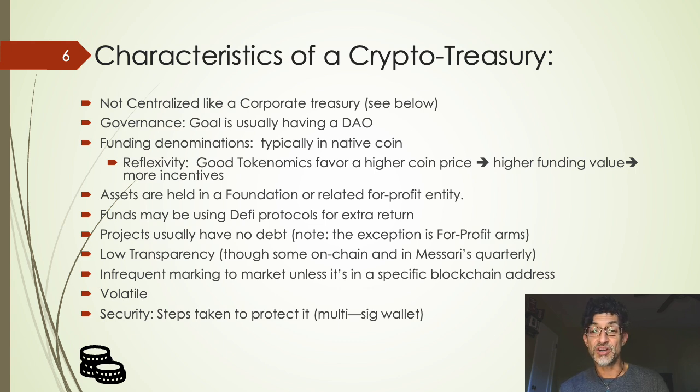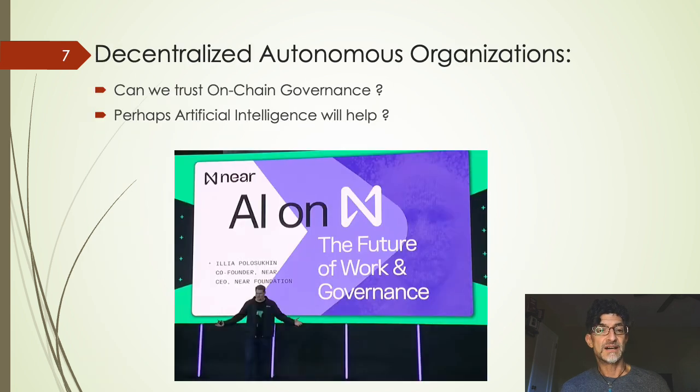If you're in a money market treasury or a treasury instrument, money market instruments are basically short-term corporate debt. And if your treasury instrument is like a T-bill, obviously it's not going to be volatile. And for security, they tend to be in multi-sig wallets because they're in decentralized wallets. Here's an example of a DAO, decentralized autonomous organization.